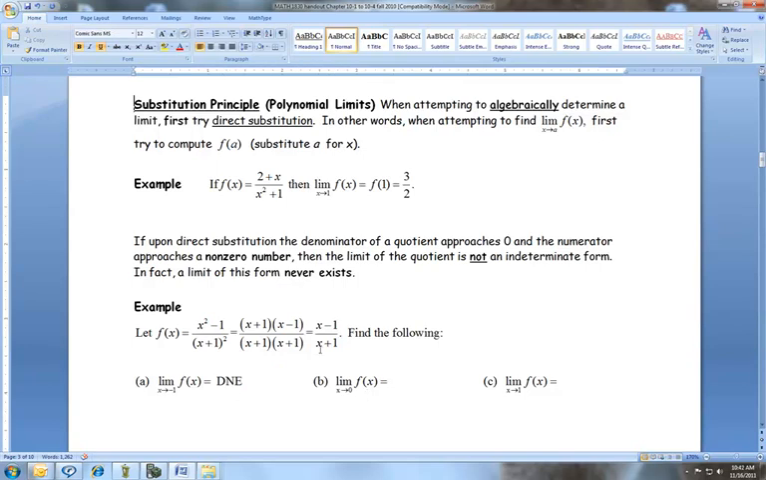Let's try 0. If I put 0 in, I end up with -1 over +1, so my answer here should be -1. There that is. Let's try substituting in a +1. I end up with 0 over 2. 0 over 2 is legal. It is 0.